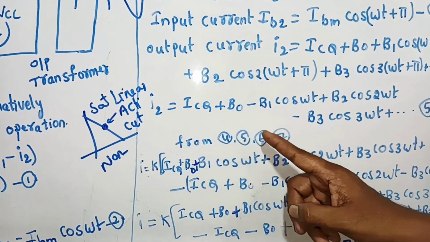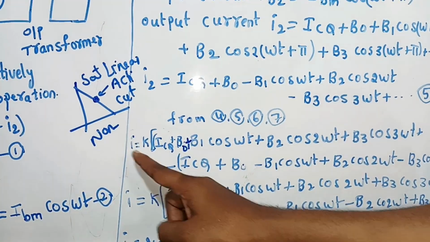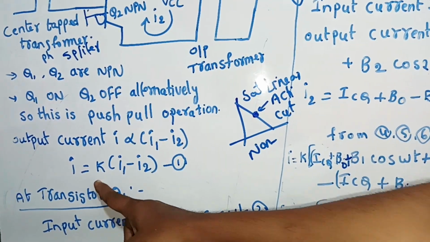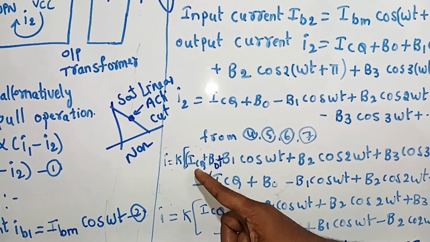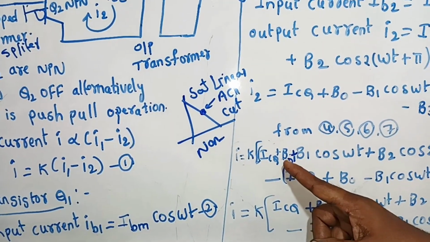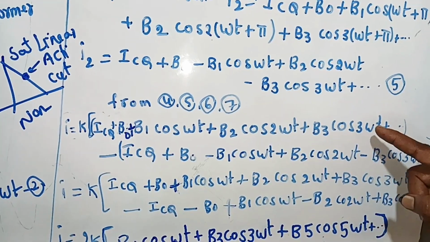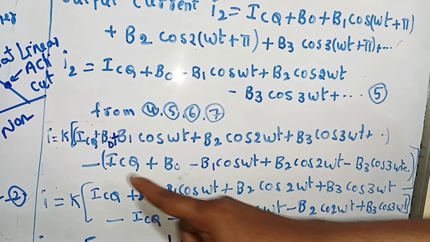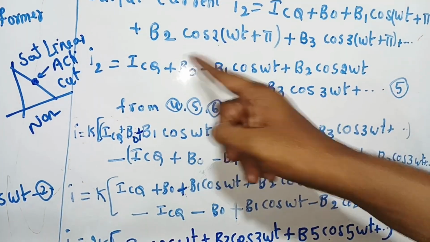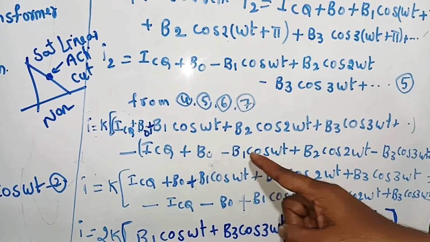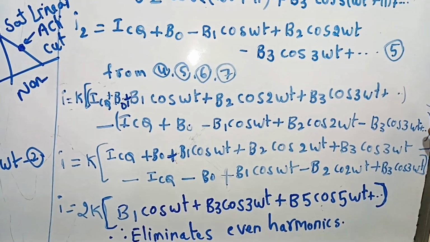Then from the fourth to the fifth, sixth, and seventh equations, we are going to write I is equal to K into I1 minus I2. I1 is nothing but ICQ plus B0 plus B1 cos omega t plus B2 cos 2 omega t plus B3 cos 3 omega t plus so on, minus I2. I2 is from the fifth equation: ICQ plus B0 minus B1 cos omega t plus B2 cos 2 omega t minus B3 cos 3 omega t plus so on.